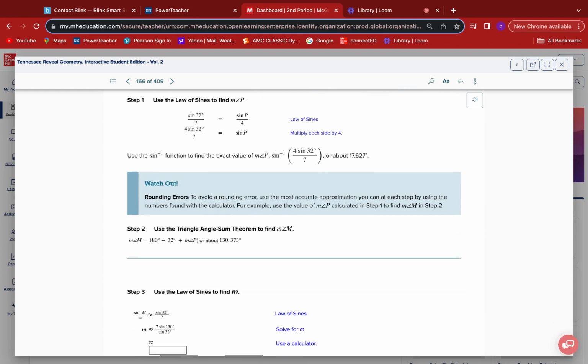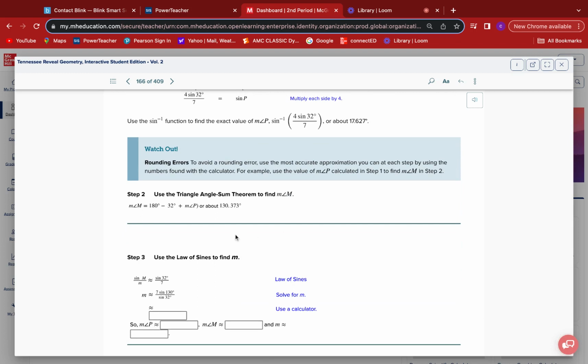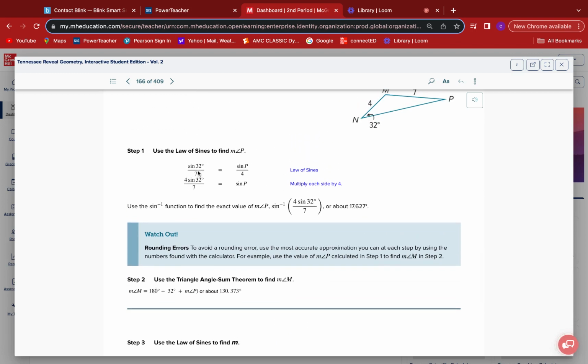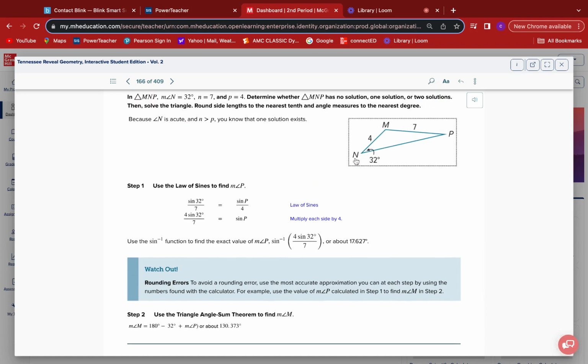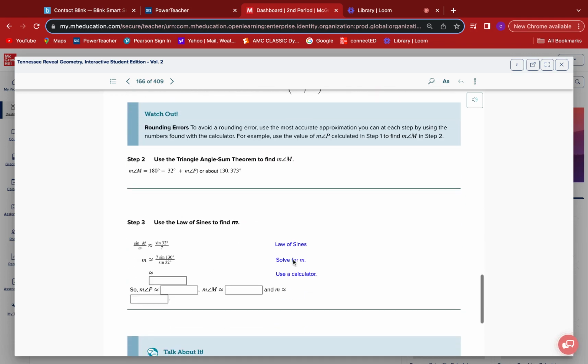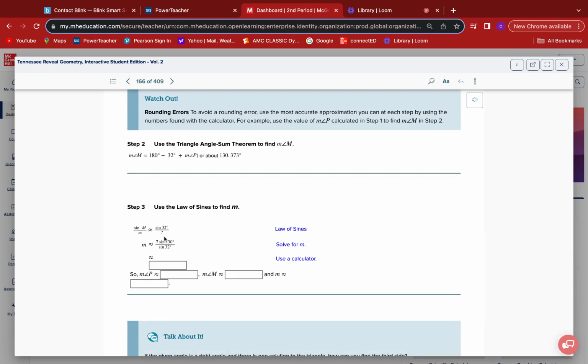Okay, so I've got to find little m. All right, so here we go. Now that I've got angle M, I'm going to put sine of M over little m. And that's going to be sine of 130.373 over little m. And I'm going to use the sine of 32 over 7 again, because that was my original matching set, angle N and little n. I'm going to cross multiply and then, because I'm looking for m, I'm going to divide to the other side. So, all right, 7 times the sine of 130, equals m times the sine of 32, and the opposite of multiplying is to divide by the sine of 32, and grab your calculator.